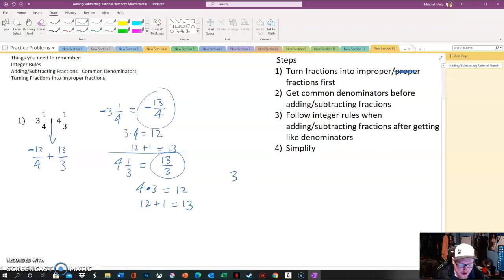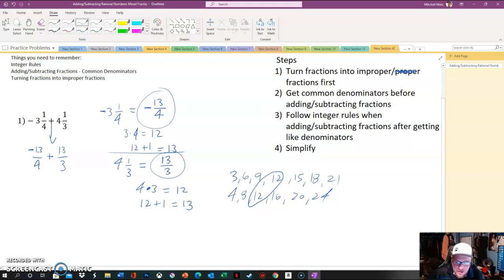So let's do 3s. 3, 6, 9, 12, 15, 18, 21. Okay. Let's do 4s. 4, 8, 12, 16, 20, 24. Okay. Well, now you're just looking for the lowest number that they both have in common. They both have 12 in common. So I'm going to get both of these to 12.